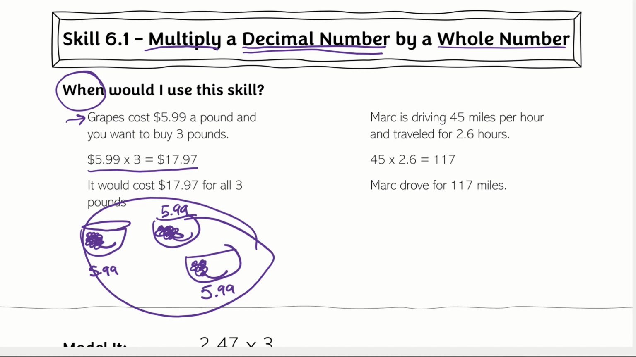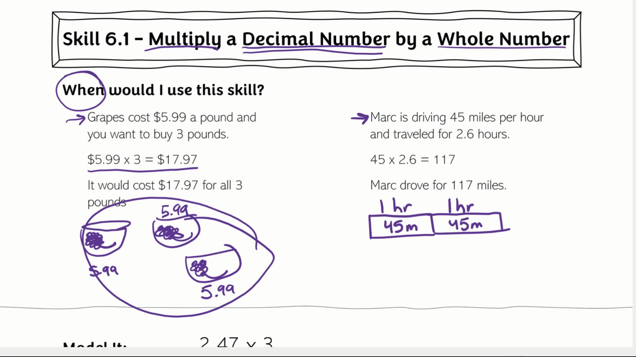Another example of when I would need to multiply a decimal by a whole number is in this scenario over here. Here I have Mark is driving 45 miles an hour and he traveled for 2.6 hours. So 45 times 2.6 is 117. Mark drove for 117 miles. I can think of it like, well, in 1 hour, Mark drove for 45 miles an hour. So in 1 hour, he went 45 miles. And then in another hour, he would have gone another 45 miles.